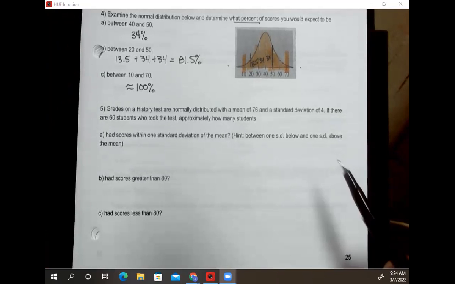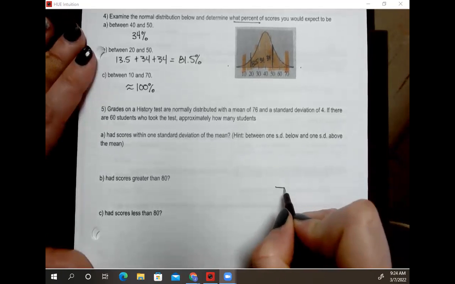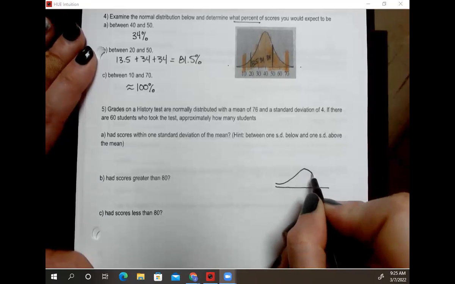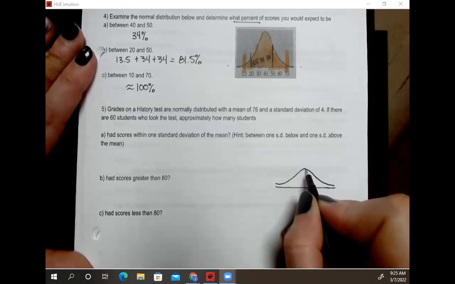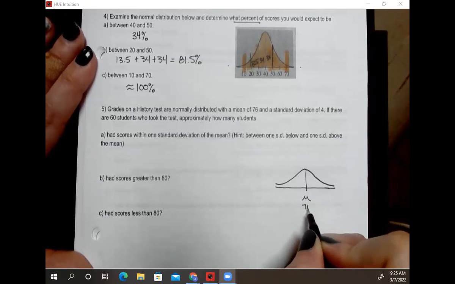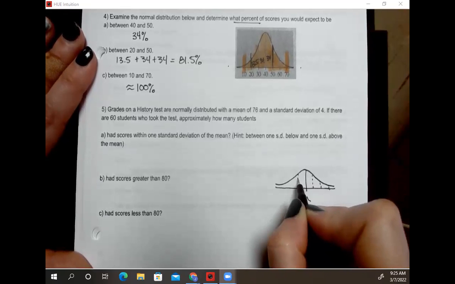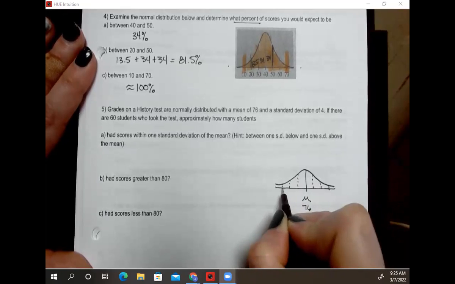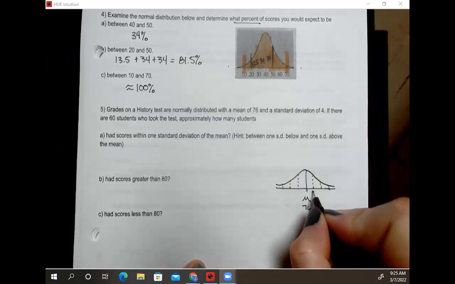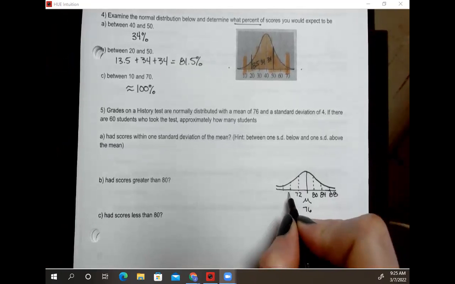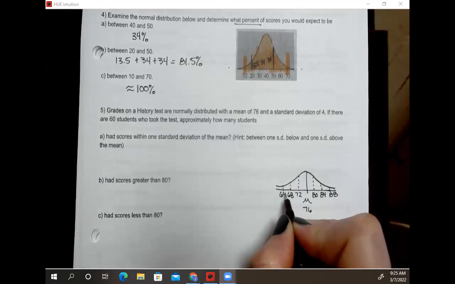It doesn't ask me to sketch a curve for this one. I'm going to anyway, because I am a visual person, so I like to have the visual there. It says my mean is 76 and my standard deviation is 4. I also like to have the numbers that I'm working with labeled on a curve, so that's why I draw out the curve. And again, standard deviation of 4, so add 4: 80, 84, 88. Subtract 4: that would be 72, 68, 64.